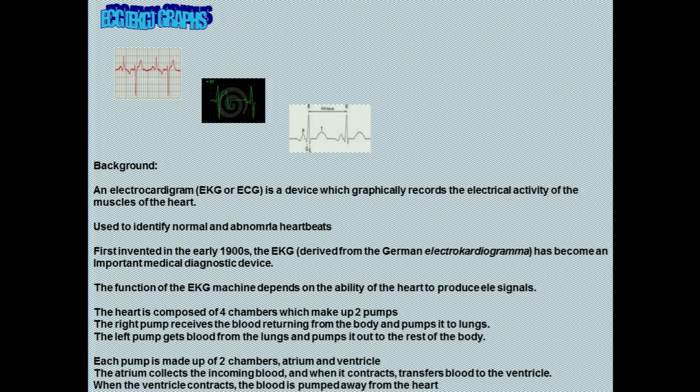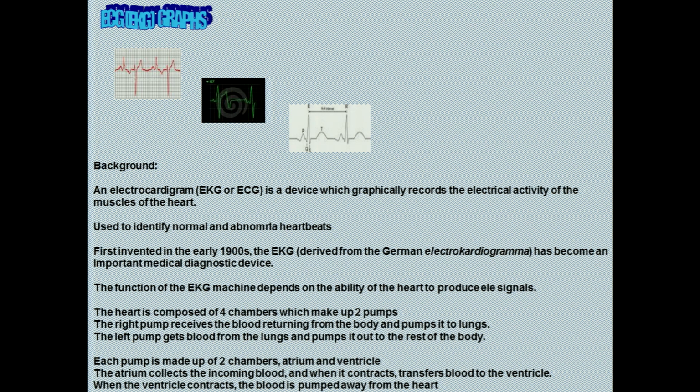ECG or EKG is a device which graphically records the electrical activity of the muscles of the heart. It is used to identify the normal and abnormal heartbeats, first invented in the 1930s, we know all that. The heart is composed of 4 chambers which make up 2 pumps. The right pump receives the blood returning from the body and pumps into the lungs. The left pump gets blood from the lungs and pumps out to the rest of the body.